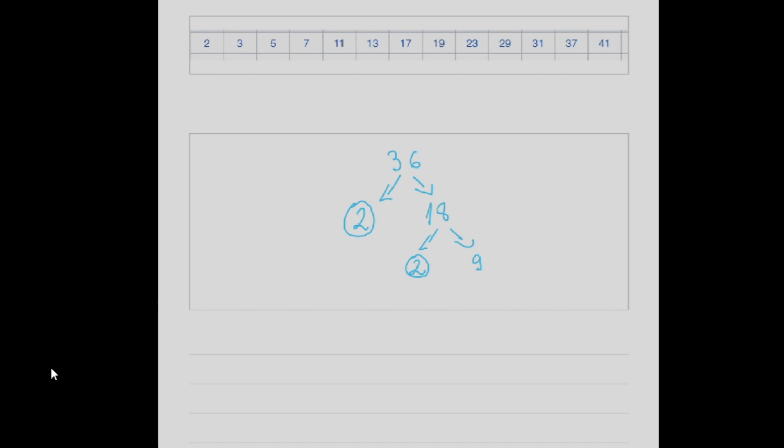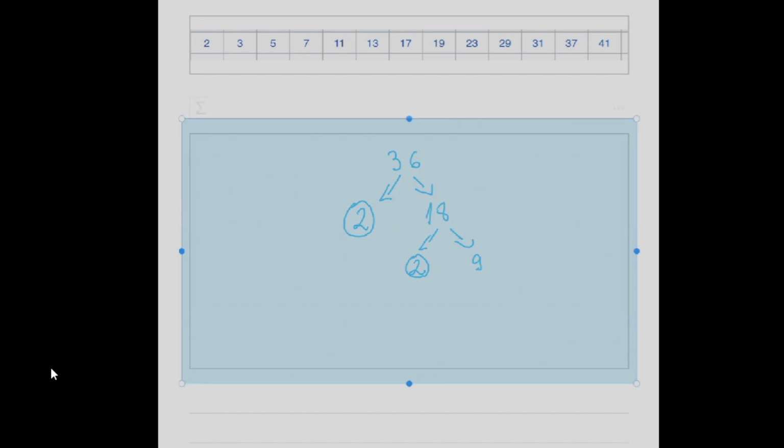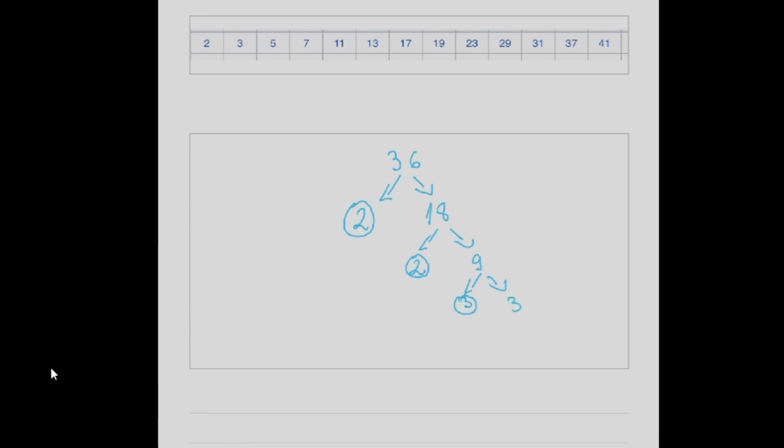And now you go again. Is 9 divisible by 2? No, it's not divisible. That's when you go to the next prime number. Remember that, it needs to be a prime number. So 9 divided by 3 is 3. Now write it down here again. You write 3, the prime number, and after that you write 9 divided by 3, and that's 3. And you don't need to circle this one, my fault.